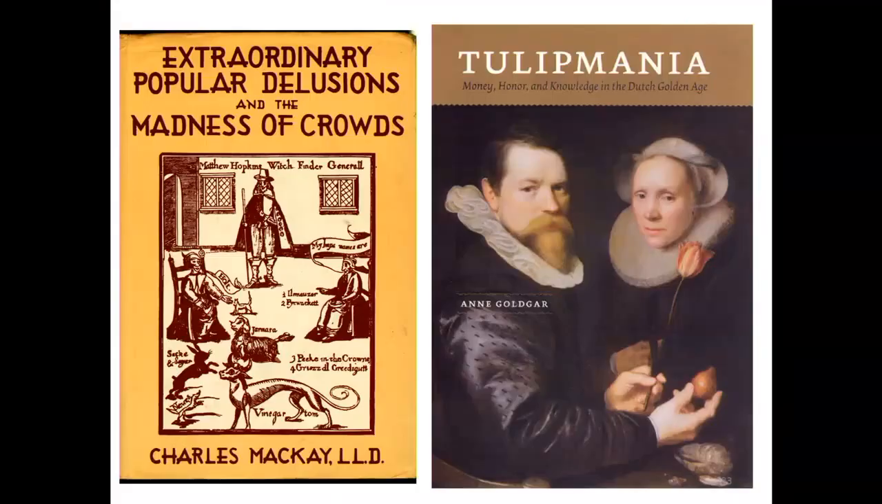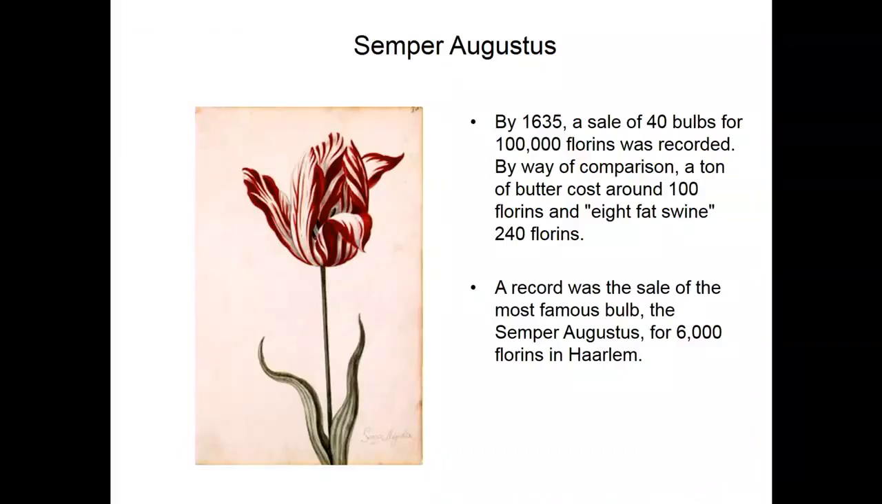So, tulip mania. Let me go to the most famous example of a bubble, written by Charles Mackay in his book, Extraordinary Popular Delusions and the Madness of Crowds, where he said, by 1635, a sale of 40 bulbs for 1,000 florins was recorded, and by way of comparison, a ton of butter cost around 100 florins and 8 fat swine, 240 florins. So why did people think so? Maybe they were crazy.